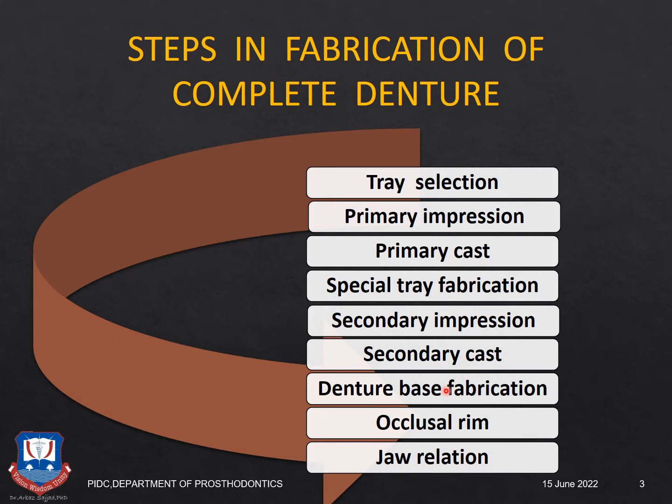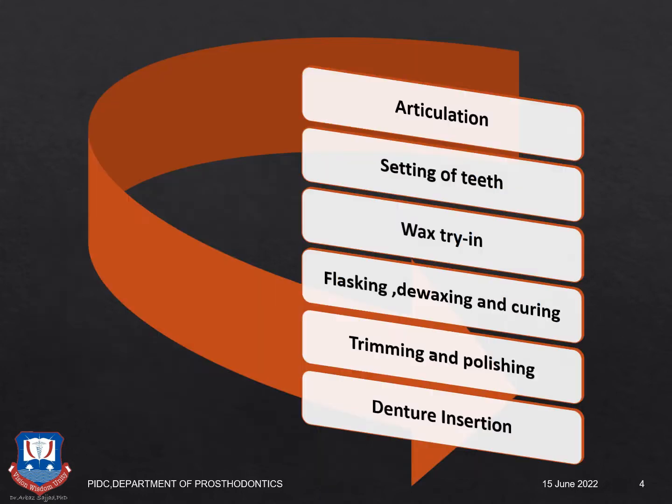Denture fabrication, that is, you first fabricate the record base and the occlusal rims, then you do the jaw relation. Now, this is followed by articulation of the wax rims after the maxillomandibular relationship. After this, teeth setting is done in the laboratory, which is followed by a wax try-in in the patient's mouth, and any adjustments which may be needed are done at the time chairside. This is followed by waxing, flasking, followed by dewaxing, and the acrylization of the complete dentures. After this, the dentures are divested, they are trimmed and polished, and the denture insertion is done, which is the last appointment.